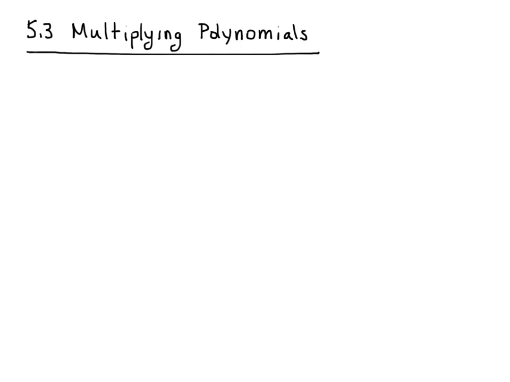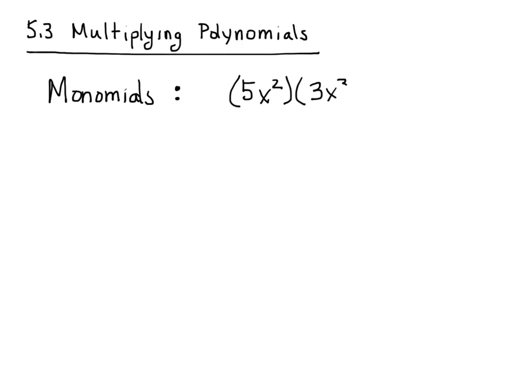So what we're going to do next now is multiplying polynomials. And the main thing that we're going to do with polynomial multiplication is we're going to use the distributive property of multiplication over addition. Okay? So monomials, we just multiply. Okay? You don't have to have like terms. You can multiply any two things together, and all your rules for exponents and coefficients and signs, they all apply. And so when we multiply these two monomials together, we get 15x to the 5th.